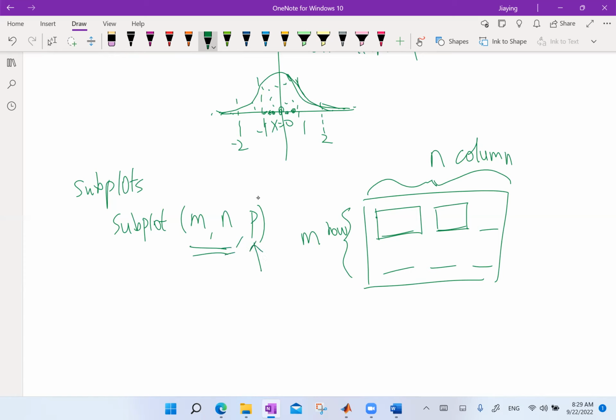And the P is going to be the position. It's going to tell us, is this going to be the first figure, the second, the third, the fourth, or the fifth in that matrix? So this is going to be 1, 2, 3, and so on.